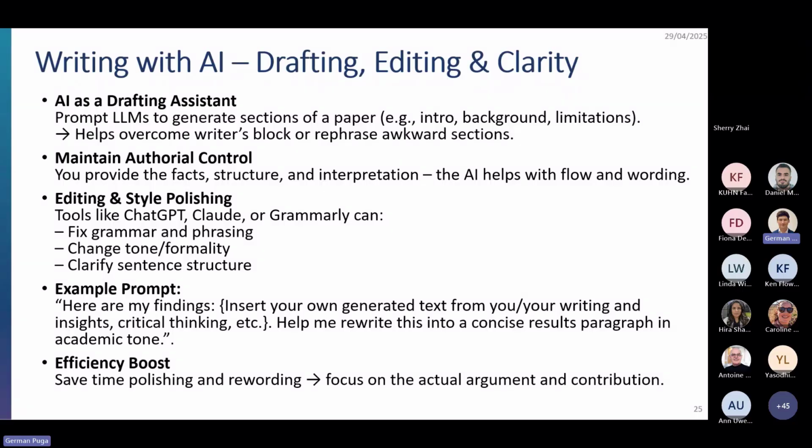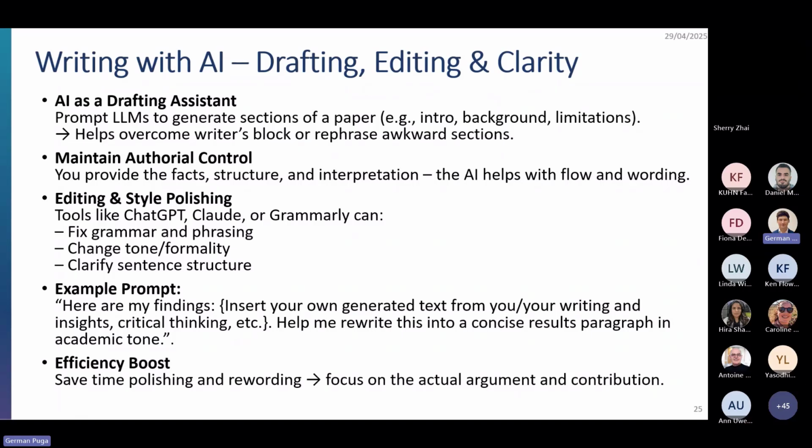Now drafting and writing. So we've got our data, we've analysed it, now we want to write about it. So using AI as a drafting assistant, yes, I'm sure we've probably all done that. Maybe it helps you overcome some sort of writer's block or with rephrasing, things like that. They're very, very capable at this.